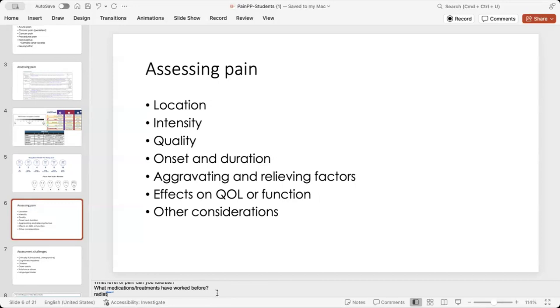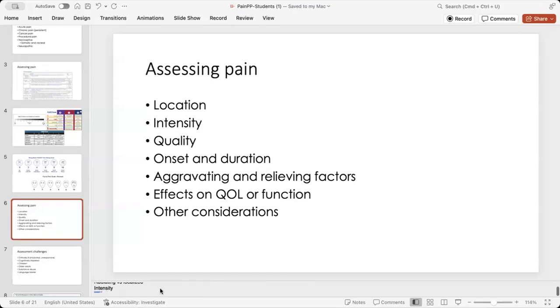Intensity. Right, so rate that pain. Okay, describe that pain. What might be some words that the client may use to describe their pain? Stabbing. Sharp, stabbing, achy, burning, dull, right? Document that, right? What does the patient say? Okay.